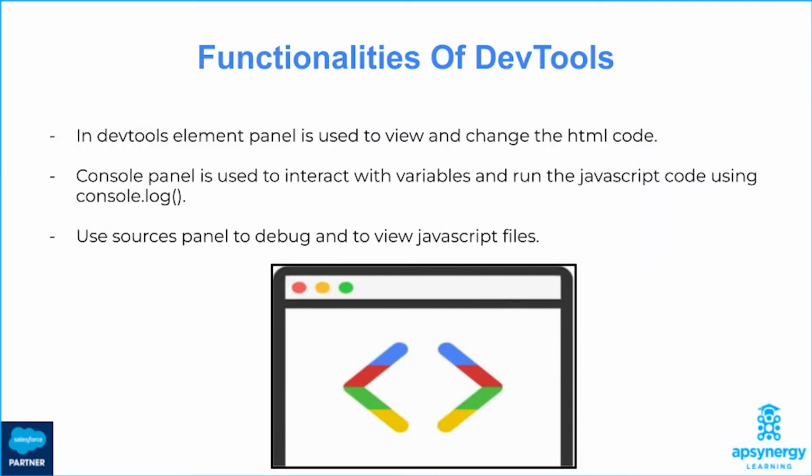While using the Developer Tools, you will see the Elements panel. From there, you can view and change your HTML code. The Console panel can be used for interacting with the variables and running the JavaScript code using console log. To debug and view JavaScript files, you can use the Sources panel. So, above are the basic panel functionalities we can use and perform our tasks.